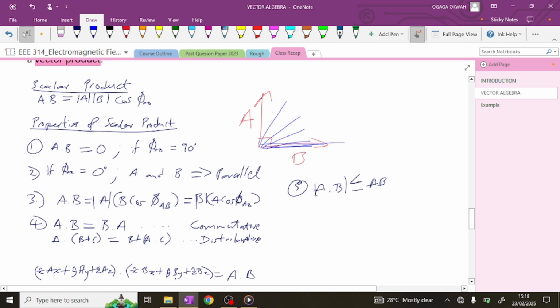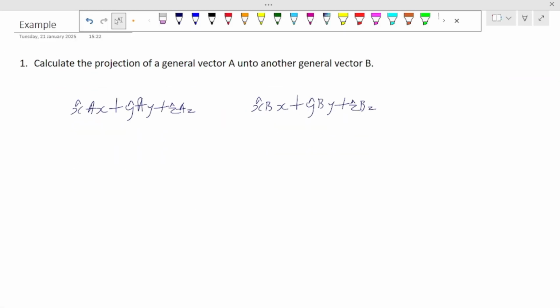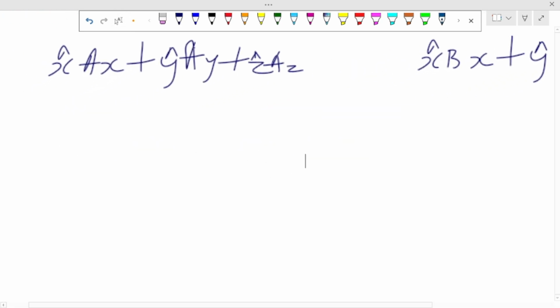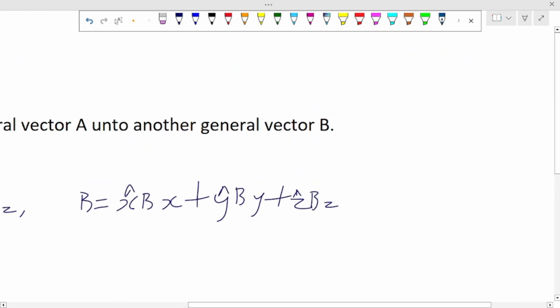Now for this video I want to work this example, but first I'm going to explain what we truly mean by projection. Of course this is for vector A and this for vector B, and these are general vectors. So when we see projection, now look at this.